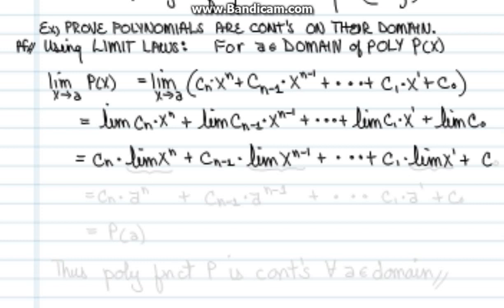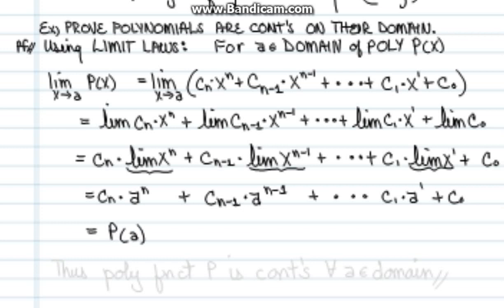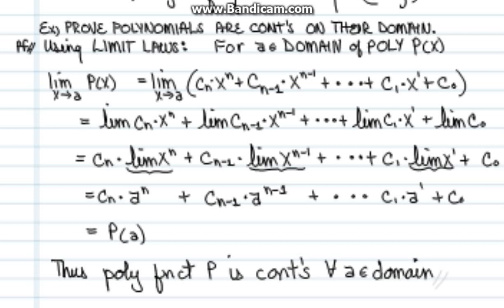And now we're ready to evaluate the limit of x to the n power. Well, the power law for limits says that we can just do a direct substitution. That's a to the n, and then the limit of x to the n minus 1 is a to the n minus 1, dot dot dot. The limit of x to the first is just a to the first, and then the constant at the end. Well, that's the same as the polynomial evaluated at x equals a, and therefore we've shown that we have continuity for the polynomial.